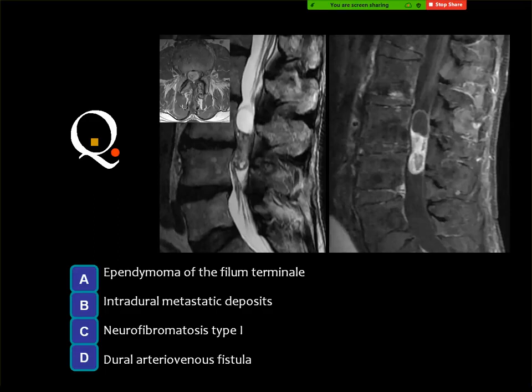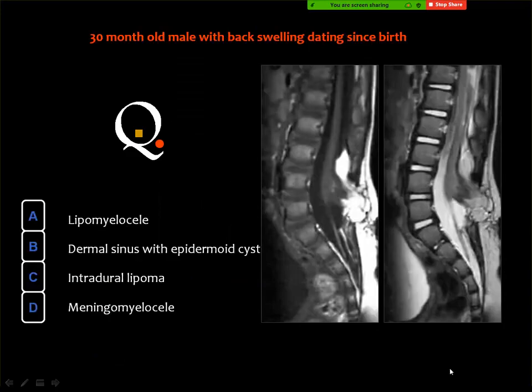Ependymoma. Yes, and this is an ependymoma of the filum terminale. It is one of the five possibilities of intradural lesions. Next case.